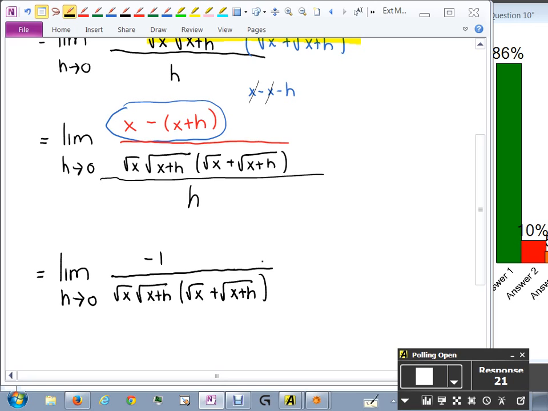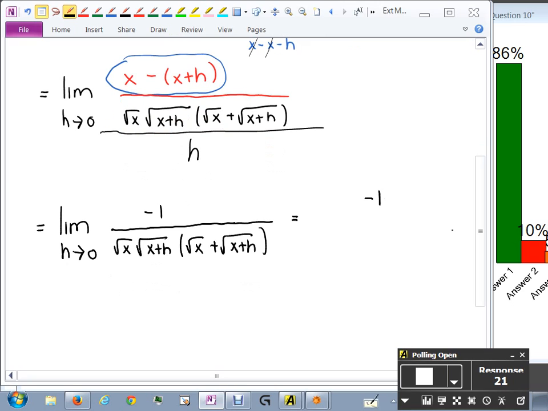And now, because that h canceled, I'm willing to take a shot at this and let h go to 0 and hope for the best. So what happens when I let h go to 0? So no more limit, negative 1 over square root of x times, this h went to 0, so square root of x again. Then in parentheses, square root of x plus what? Square root of x.